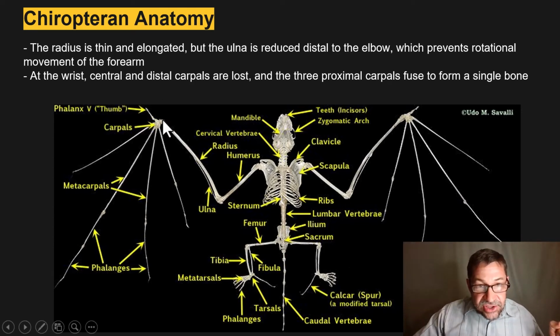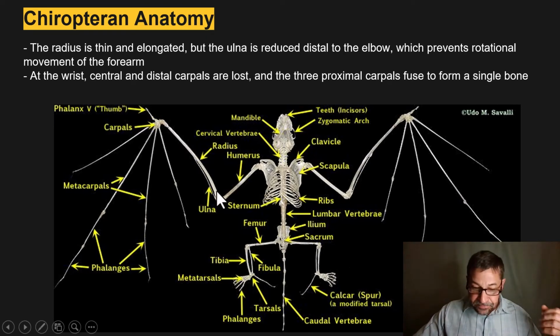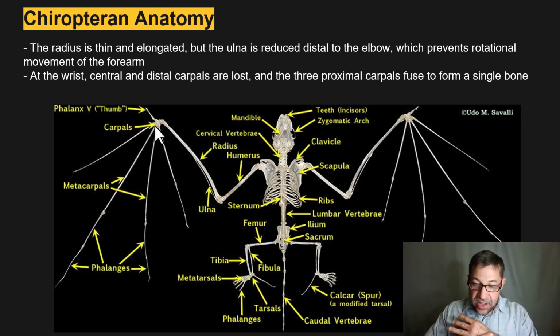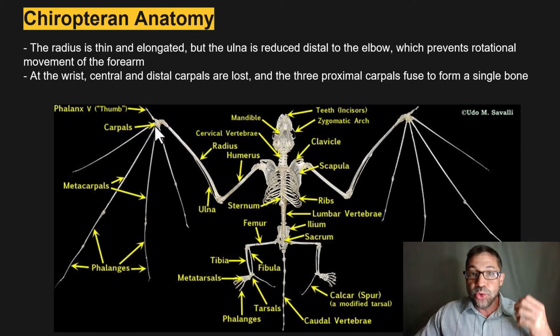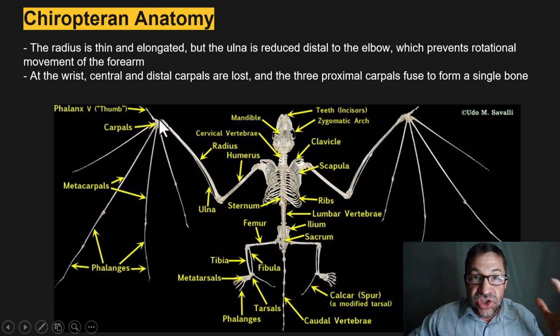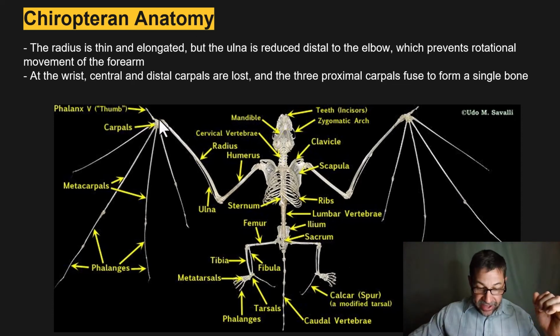The radius of the bats right here is thin and very elongated comparatively. But the ulna now, it is reduced distal to the elbow, meaning out here, far distal from the elbow. So you can see the ulna is only from here to here. At the wrist, the number of carpal bones in the wrist is reduced, and those remaining carpals have all fused into a single bone, which is going to provide a lot more stability for the rigors of flight.